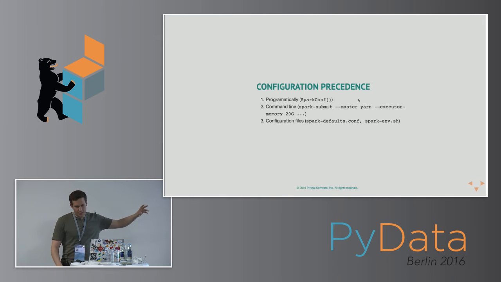So when configuring Spark, there's actually an order of precedence. The place with the highest precedence is if you set it programmatically during your PySpark script. So if you run spark-conf, it overrides all of the other settings, both the options you pass in the command line and the options you pass in your configuration scripts of Spark. Second is the command line, which overrides anything that you set in your configuration files. And finally, you have your configuration files, your Spark defaults and Spark env.